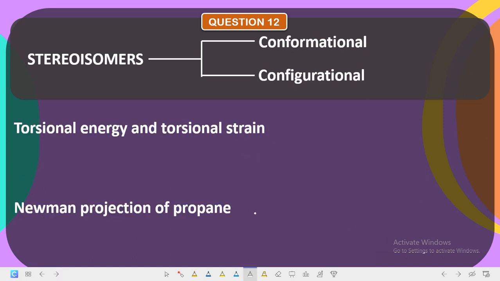Now, let's talk about torsional strain and torsional energy and then explain from there. Torsional energy is the energy that is required to rotate around a single bond. That means the energy that is required to rotate around this carbon to carbon bond is what is called torsional energy.